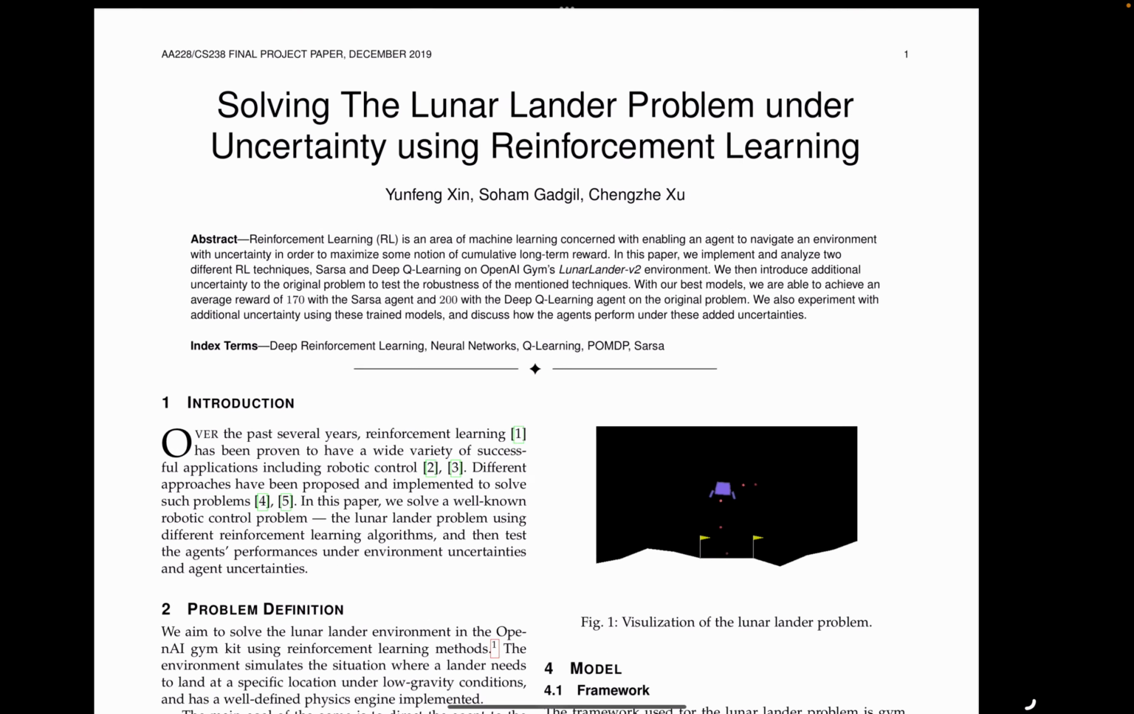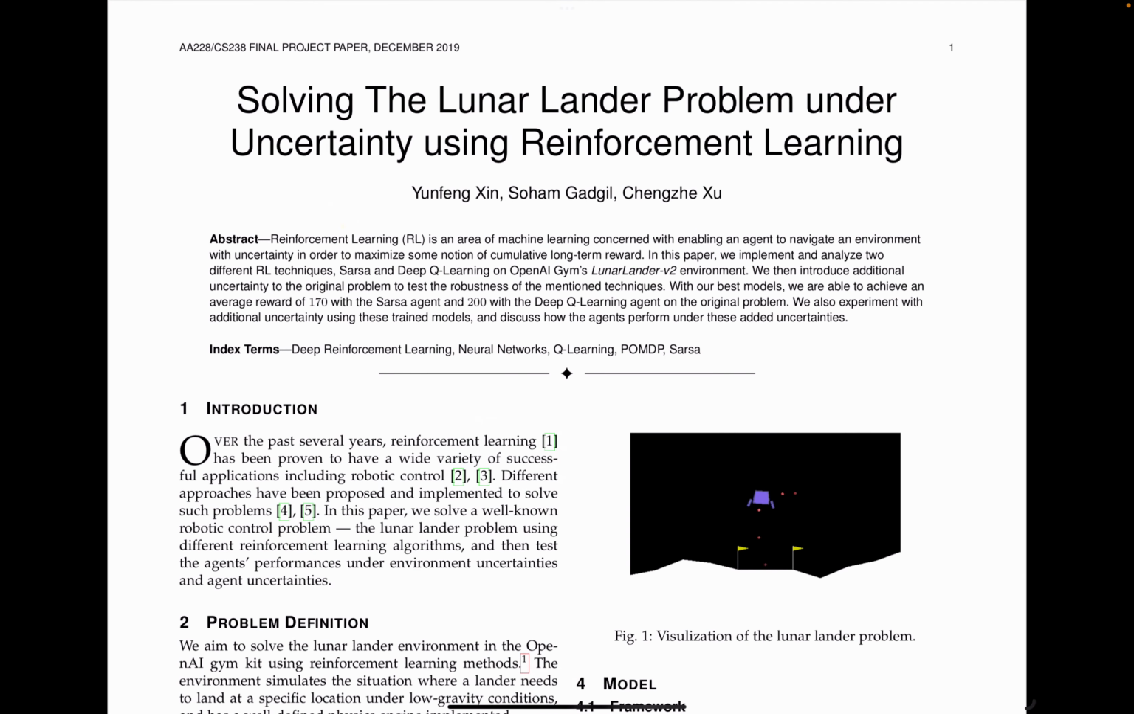So today we'll be covering this very interesting paper about solving the Lunar Lander problem under uncertainty using reinforcement learning. Those of you who are not much familiar with reinforcement learning, we'll go through really basic terms of reinforcement learning and what it consists of, and then we'll go over to the problem. As the abstract says, reinforcement learning is an area of machine learning that is concerned with enabling an agent to navigate an environment with uncertainty in order to maximize some notion of cumulative long-term reward.